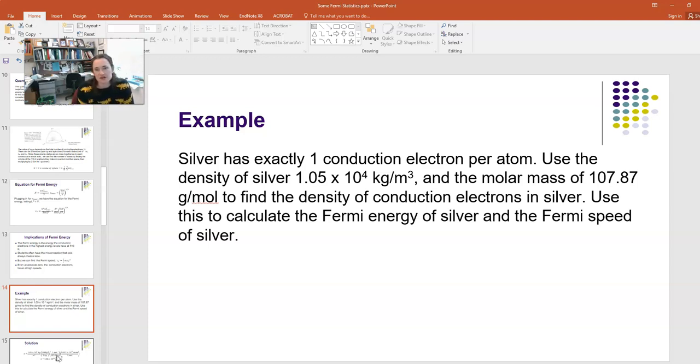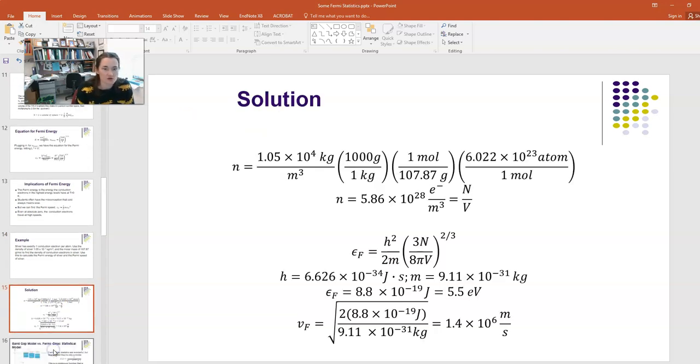Silver donates 1 conduction electron per atom. So we're going to use the density of silver, which is given as 1.05 times 10 to the 4th kilograms per cubic meter, and the molar mass of silver, which is 107.87 grams per mole, to find the density of conduction electrons in silver. And then we're going to use that to calculate the Fermi energy of silver and the Fermi speed of silver. So how do we do that?